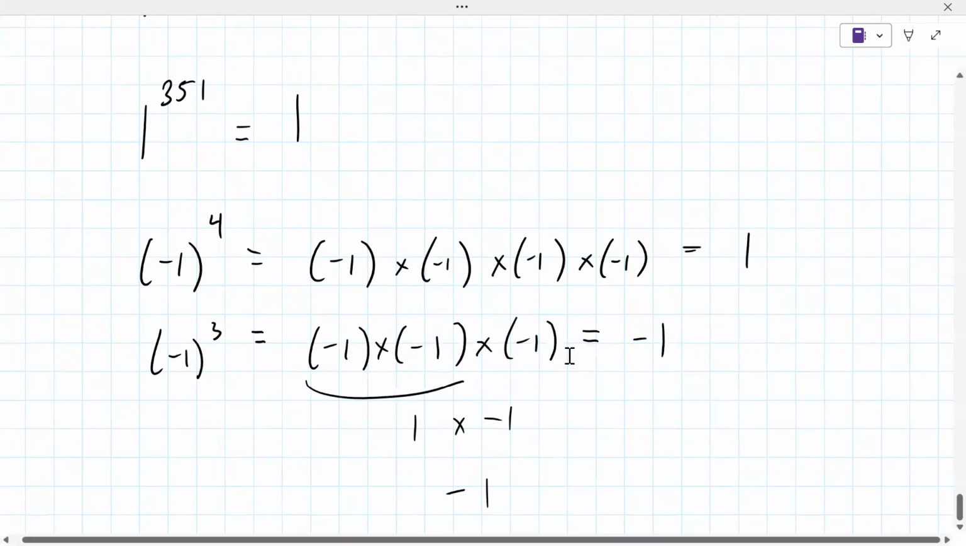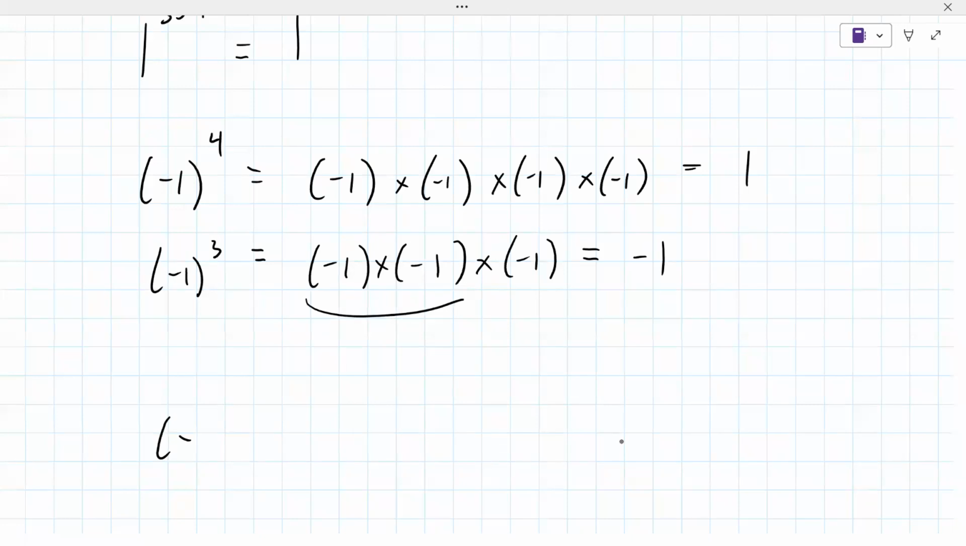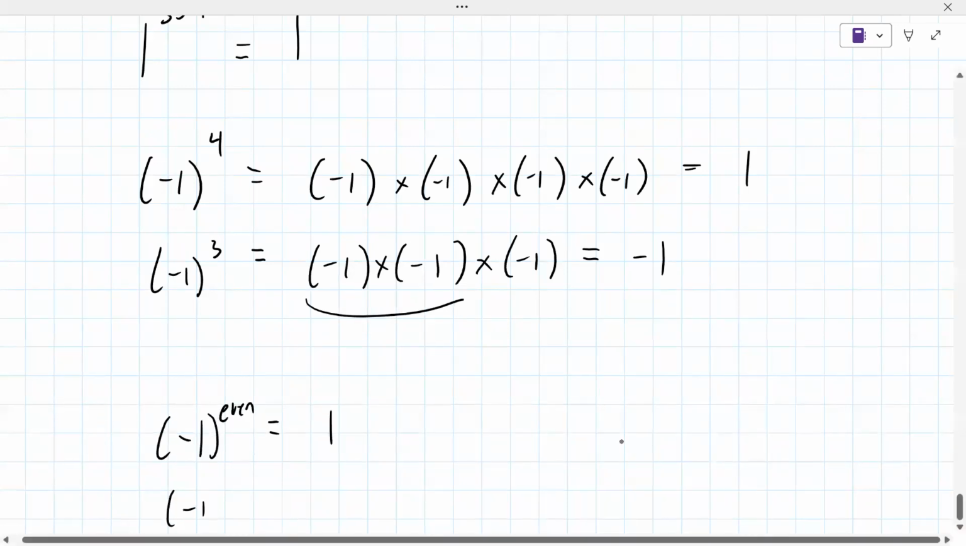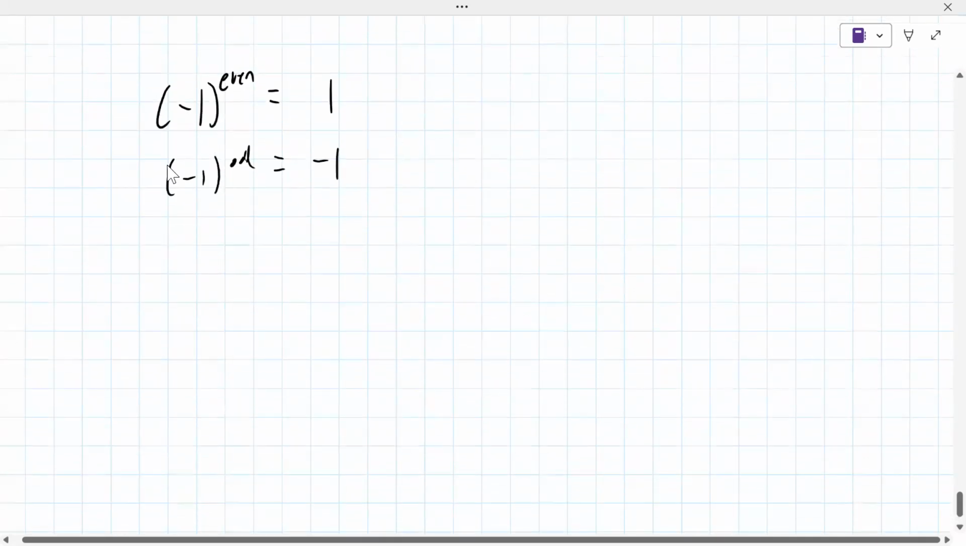Okay, so somehow this got away from us, but the short of this is that -1 to an even power is 1, and -1 to an odd power is -1. All right, so let's maybe write this down because you're going to need that for the next couple that we do.